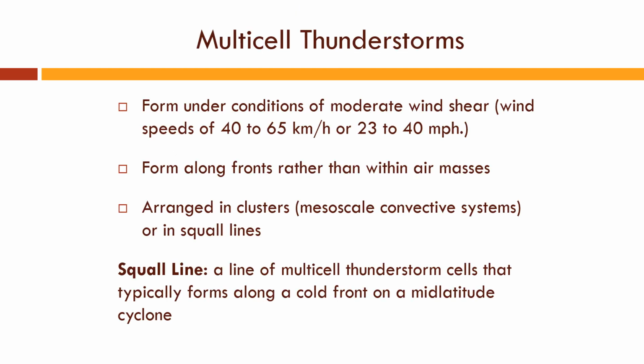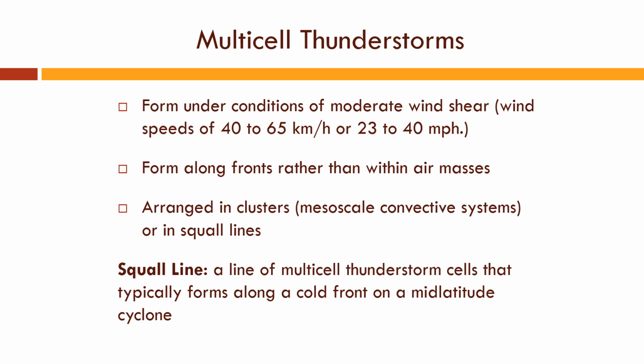Now, if we have moderate wind shear, wind shear that's stronger than what we get with a single cell type thunderstorm, we will get what are called multicellular thunderstorms. And those are just what they sound like. These are like connected little single cells, but connected to each other, one after the other.